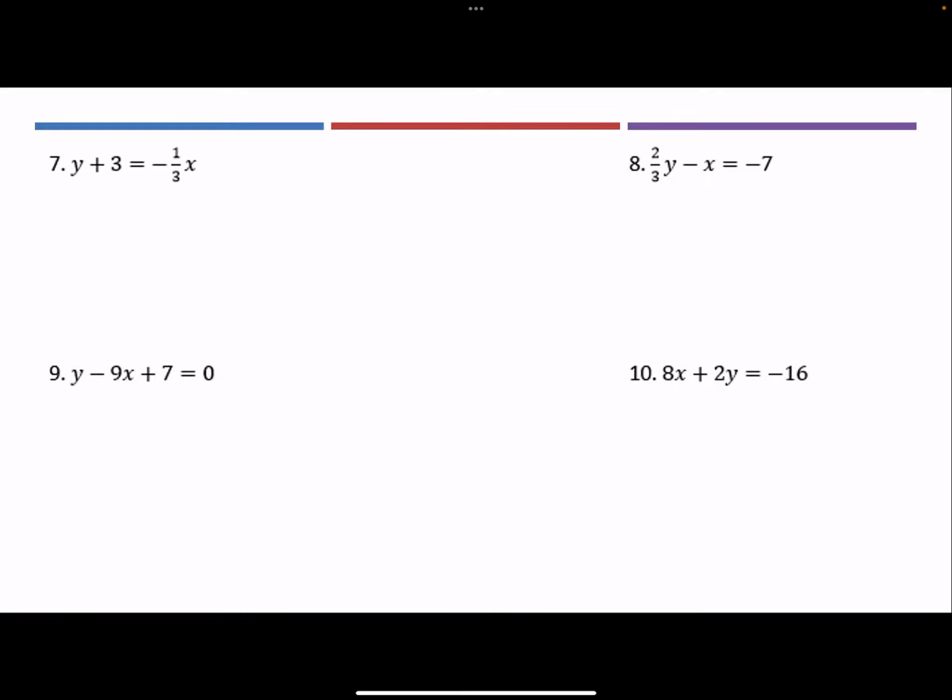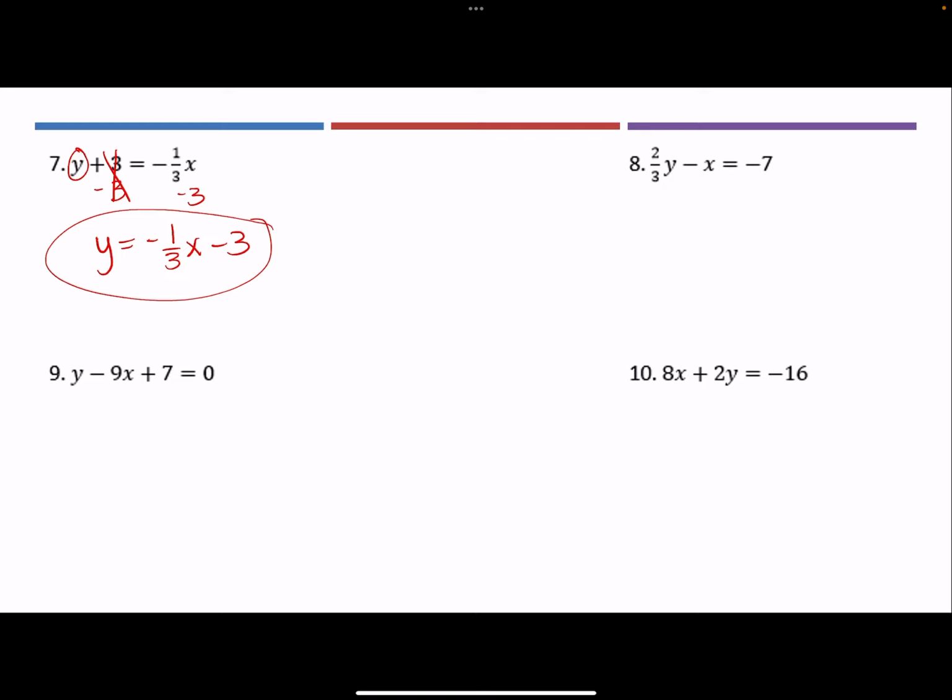All right, so let's check some of these. So number 7, even though it has a fraction in it, remember, I'm trying to get y by itself. I don't need to get rid of the fraction. All I have to do is subtract 3 from both sides. y is equal to negative 1/3 x minus 3. So even if you cleared the fraction first, you hopefully should still get that same answer.